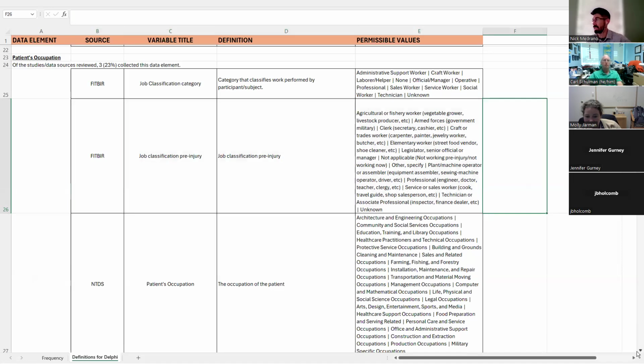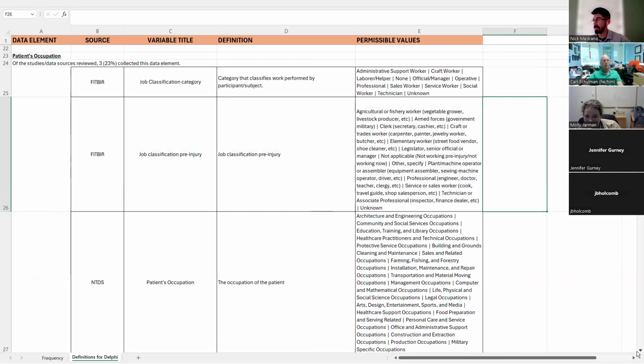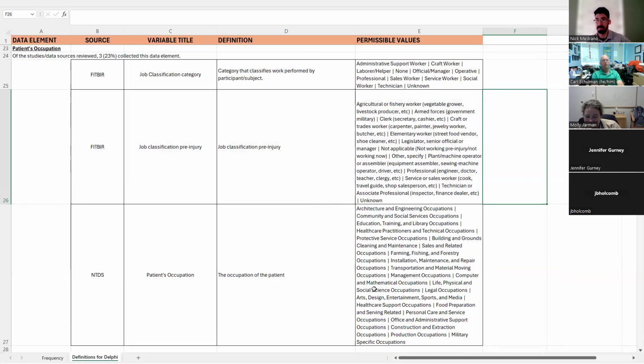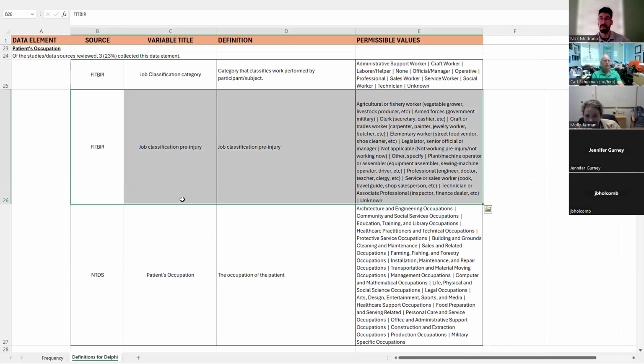I believe Dr. Stallings has also added the NTDS. But the patient version of the occupation variable made it through. Yes. Both of these variables made it through. It was just that one had a preferred definition. So for patient's occupation, there was actually a preferred definition that came out on top, whereas when it came to industry, there wasn't.